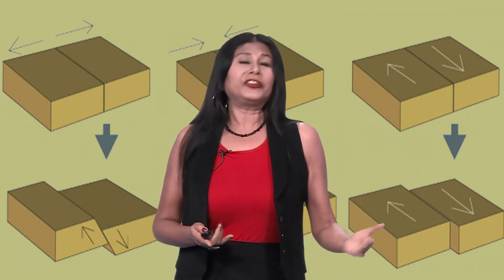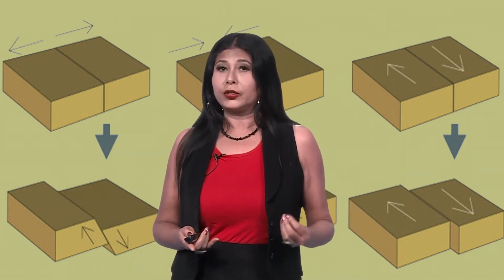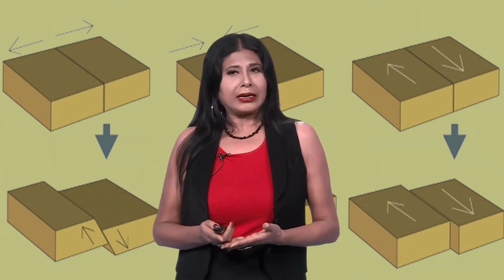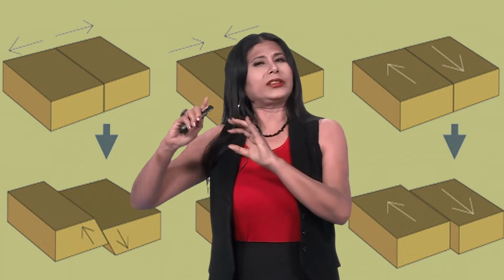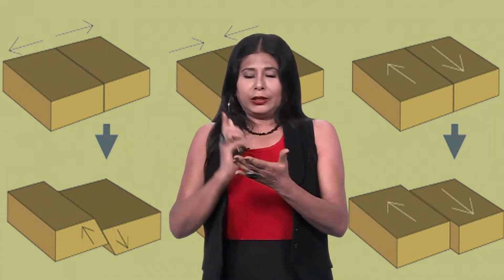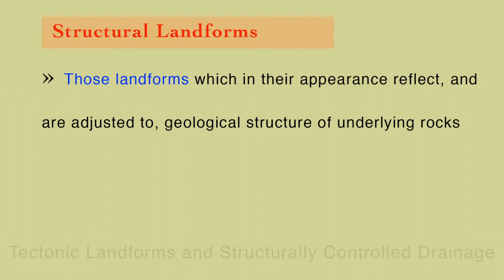There are different definitions, and this one is a good one. According to Burbank and Anderson, the unrelenting competition between tectonic processes that tend to build topography and surface processes that tend to tear them down represents the core of tectonic geomorphology. And what is a structural landform? They are those landforms which in their appearance reflect and are adjusted to the geological structure of the underlying rocks.